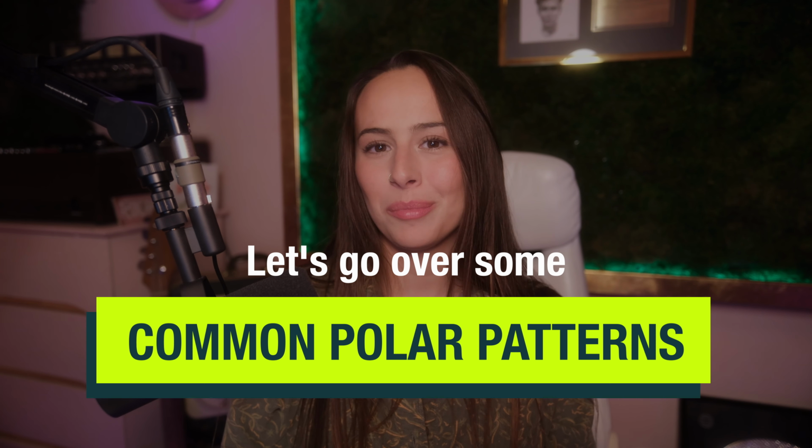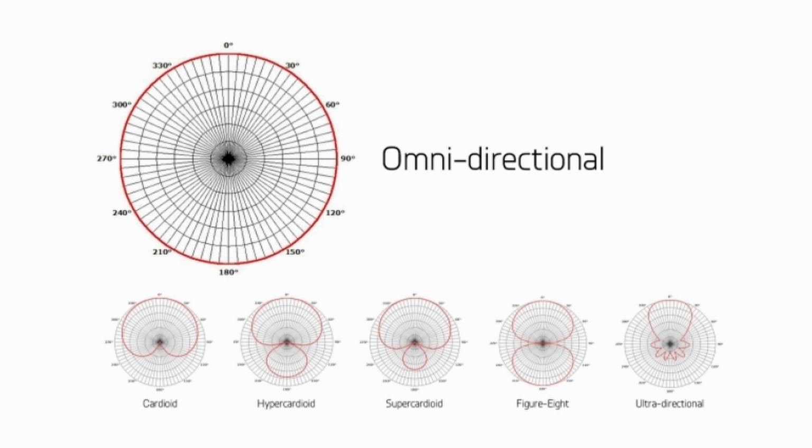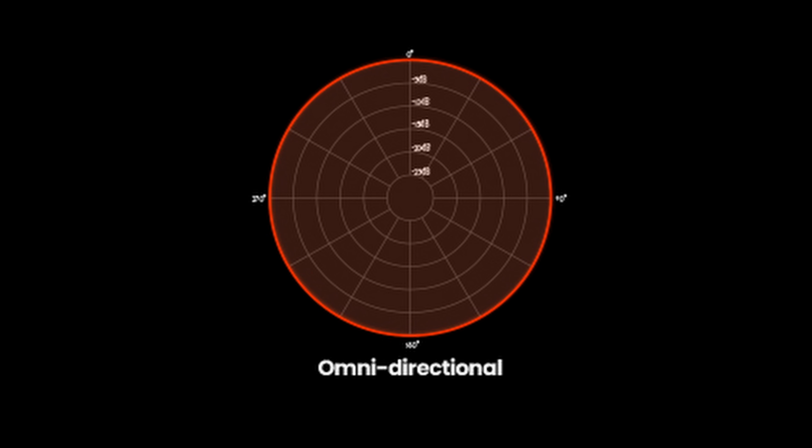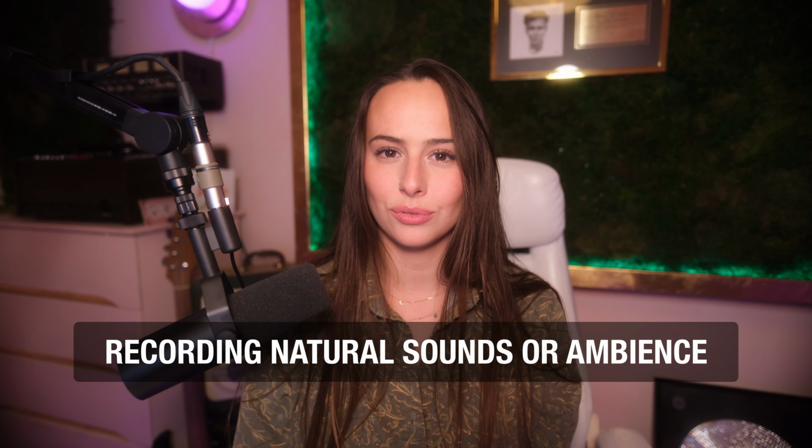Let's go over some common polar patterns. Omnidirectional, or omni. Omni, like omniscient, meaning all-knowing, all-seeing, picks up sound from all directions. Frequency response. Omnidirectional microphones typically have a flatter frequency response, allowing them to capture a wide range of frequencies with minimal coloration, making them a great choice for recording natural sounds or ambience. Coloration. Due to their design, omnidirectional microphones introduce very little coloration, preserving the natural tonal quality of the sound source.